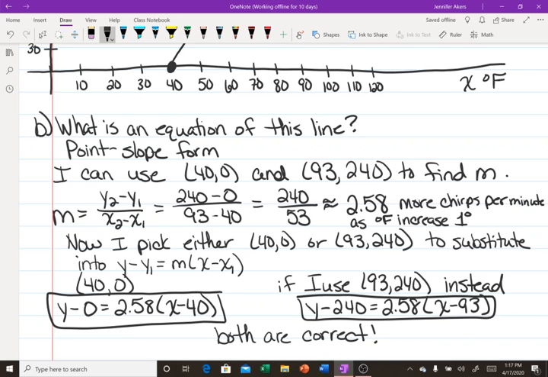So this is a situation where you might get something different than your friend, and that's okay, because your friend might have used another point than you used. Okay, so don't get worried if you got something a little different than your friend if you're using point-slope form. Now, slope-intercept form and standard form, there's only going to be one correct answer. Okay? Alright.